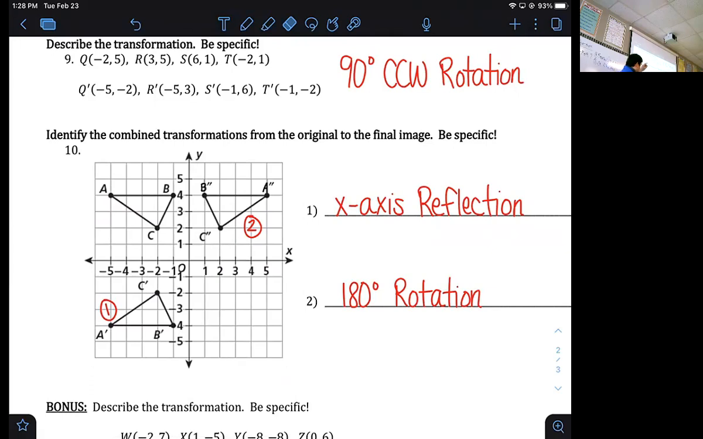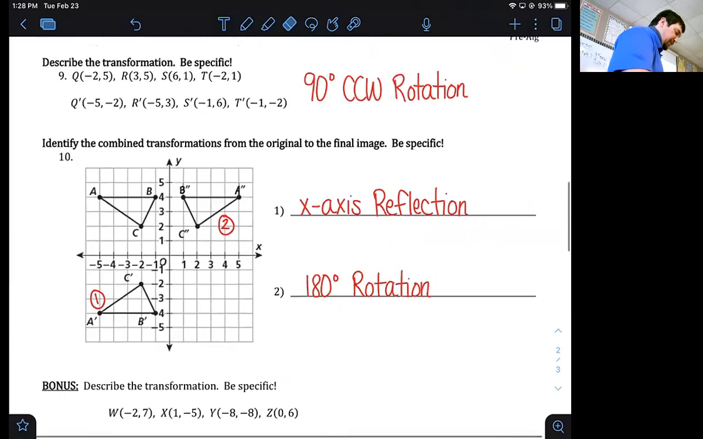So they obviously reflected this one over the x-axis to get here, and then for this one they moved it 180 degrees. You don't have to specify a direction, because either way, 180 degrees is the same. So, 180-degree rotation.